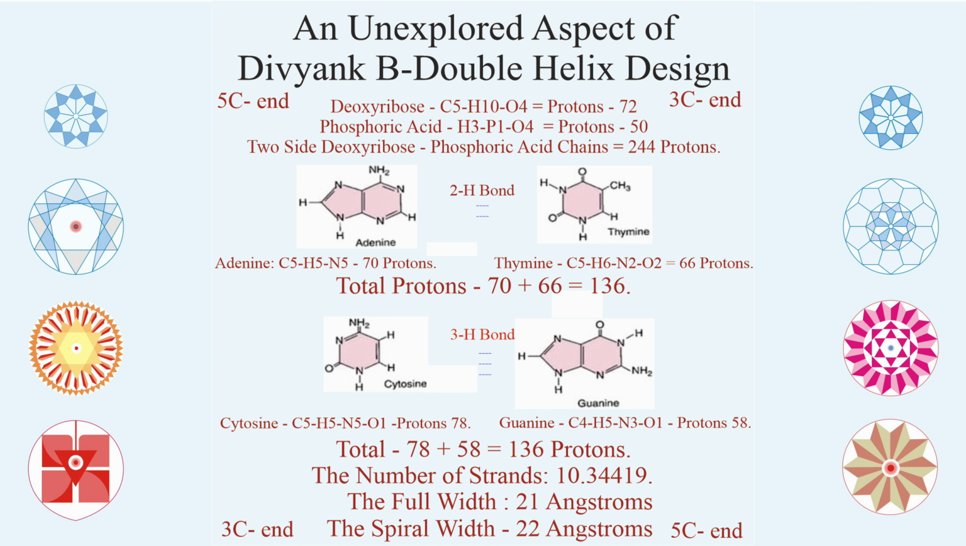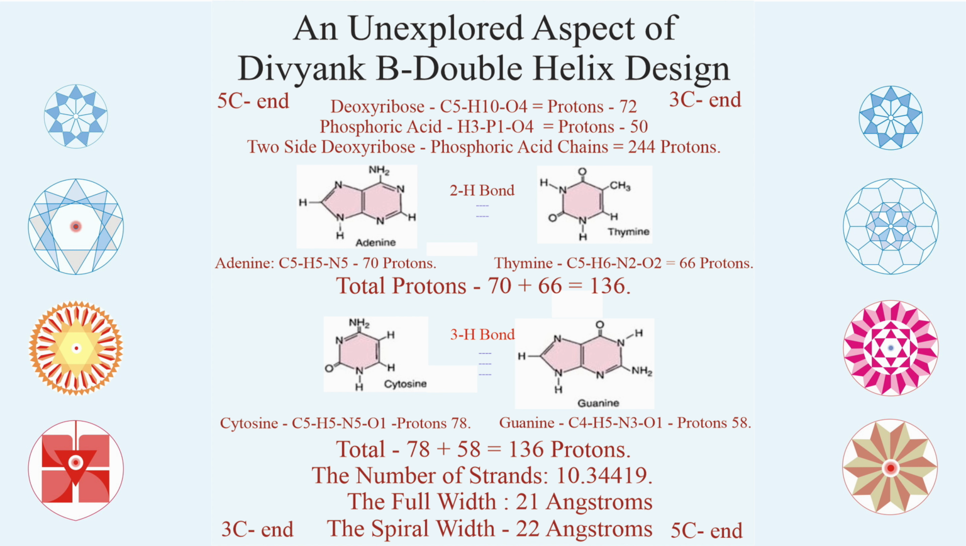Deoxyribose has 72 protons. Phosphoric acid has 50 protons. Two side chains of phosphoric acid and deoxyribose is 244, or 122 into 122. This is a formula which I do believe has a very important role. But again, this formula has something unique to talk about when we go further.